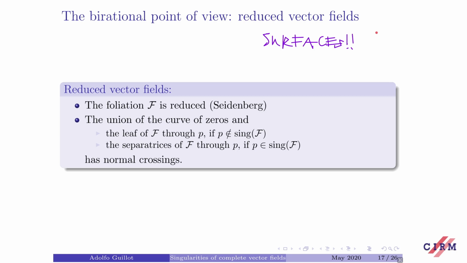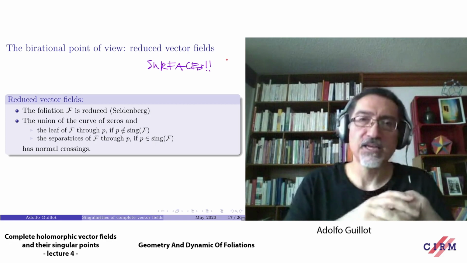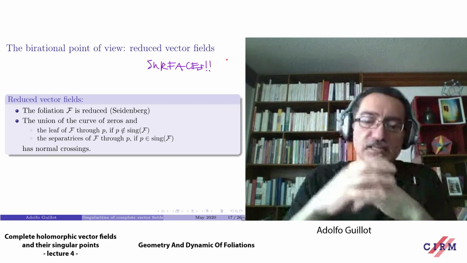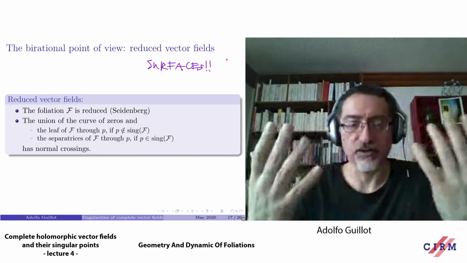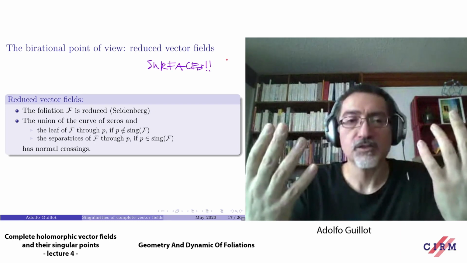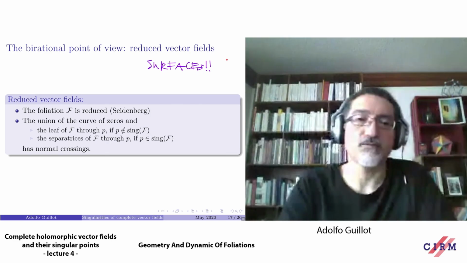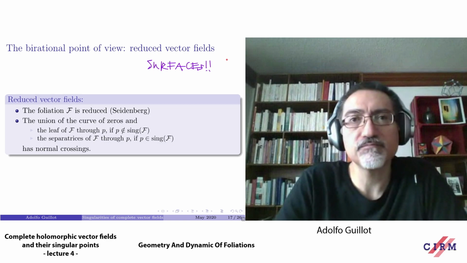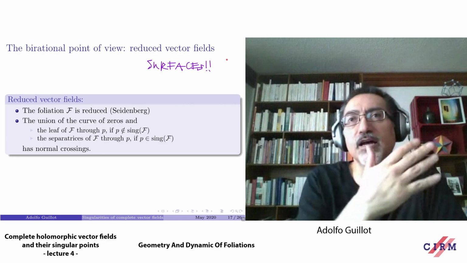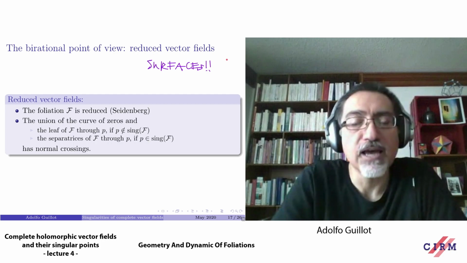Okay, so a reduced vector field. I told you in the last lecture that a vector field is, in some sense, a foliation and a divisor, a curve with multiplicity. So a reduced vector field will be, on one hand, a foliation that is reduced in Seidenberg's sense, and some notion of compatibility between the curve and the foliation.